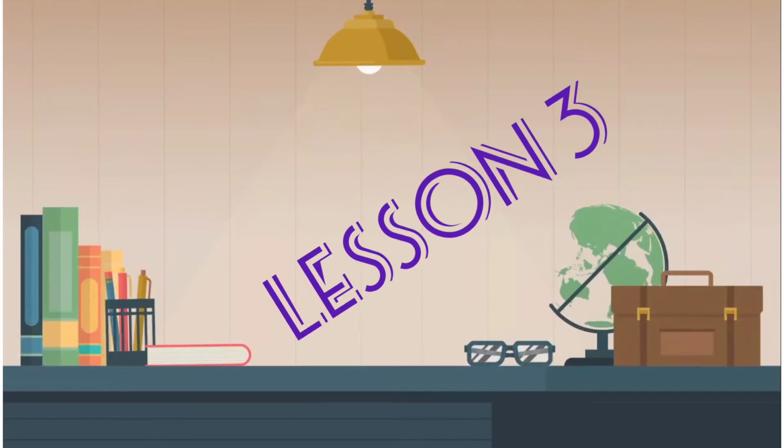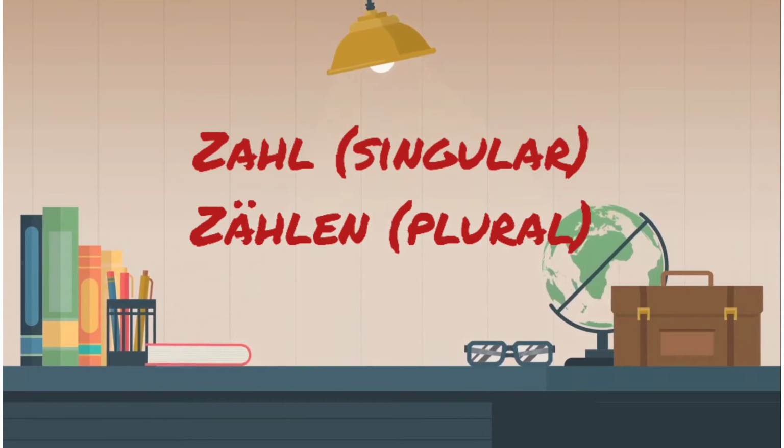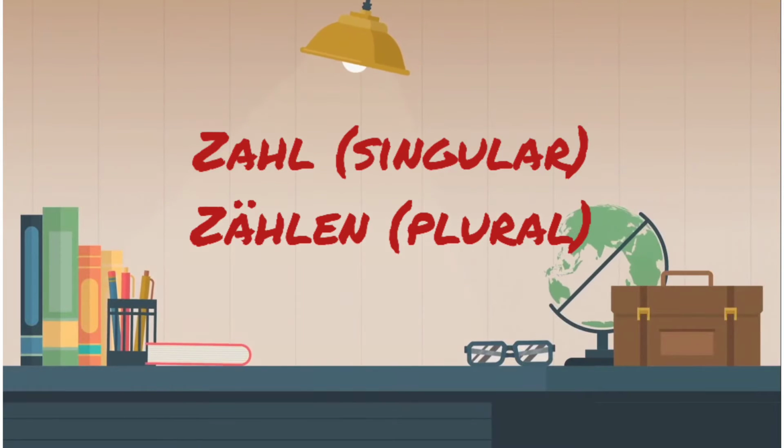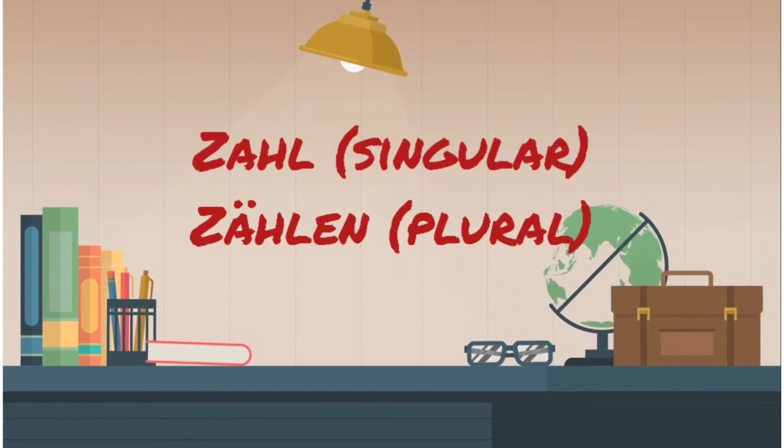Today is our third lesson. In this lesson, we are going to learn about numbers in German. In German, numbers are called Zahl in singular form and Zahlen in plural form. So please watch the video till the end and repeat after me.